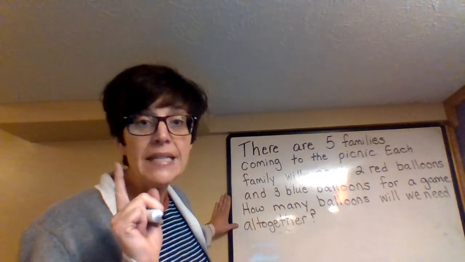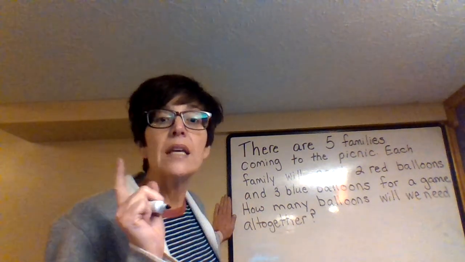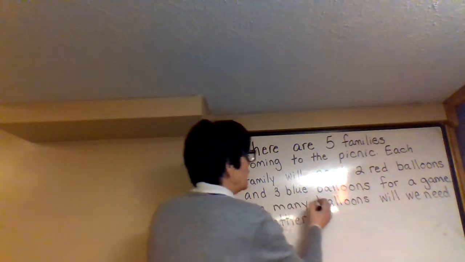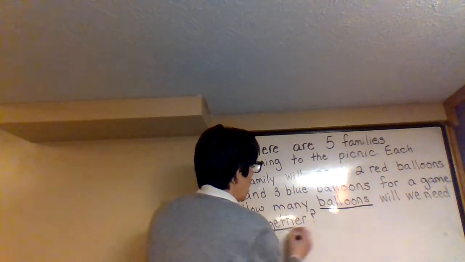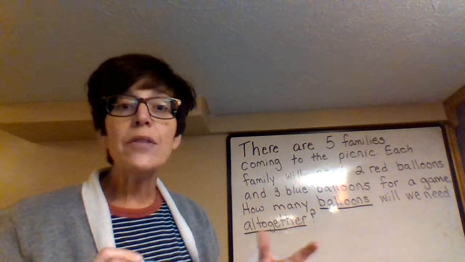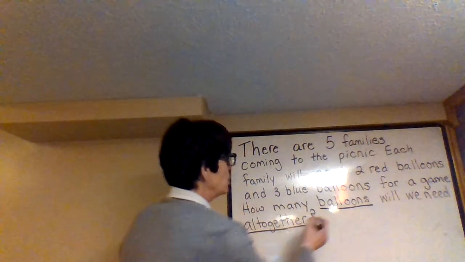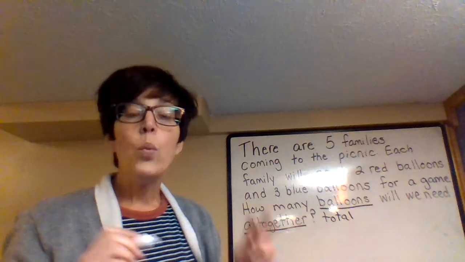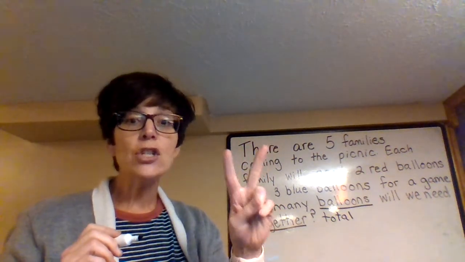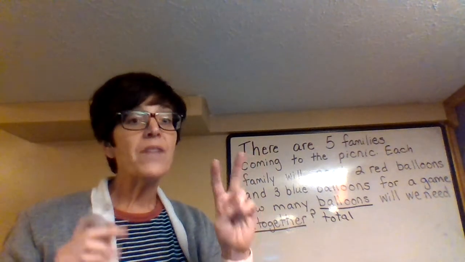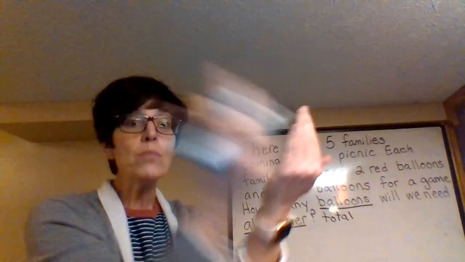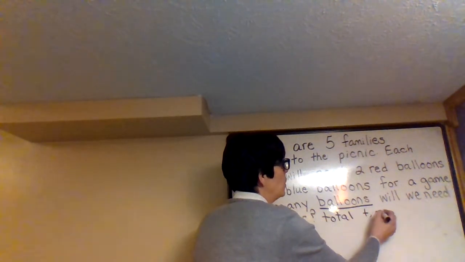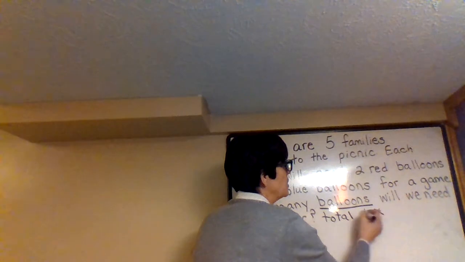So think back to Monday. The first thing we want to ask ourselves is, what am I being asked to do here? What I'm being asked is to figure out the balloons that I need all together. All together means total. So I need the total number of balloons. Again, what are the 2 processes that I could use to find a total? Because if I'm finding a total, I'm adding them up, I'm getting more. So total and all together, I'm going to add or multiply.